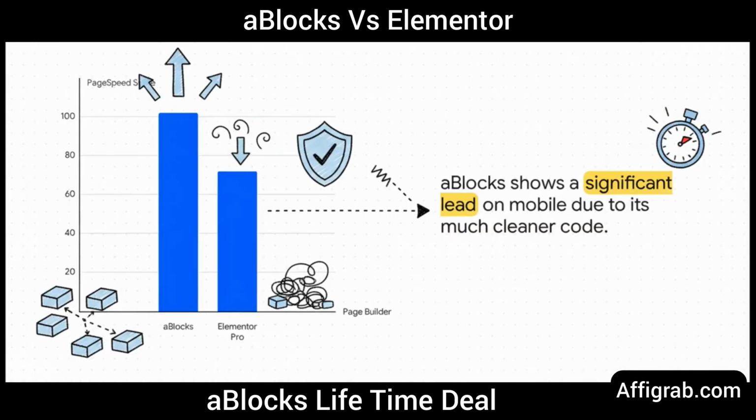And wow, the results? They are dramatic. On Google's page speed test for mobile, which is what really matters these days, ABlocks pulls in an awesome score of 89.